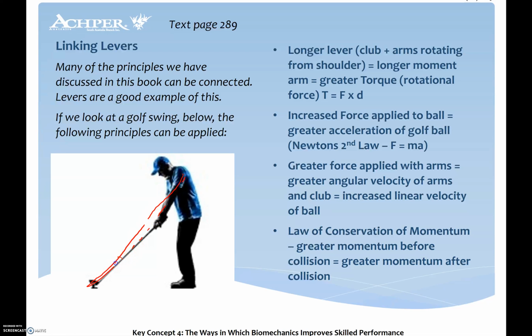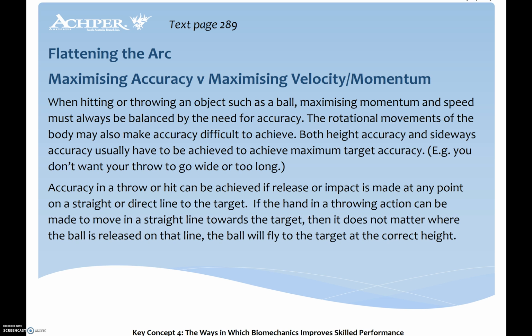If we shortened it, so the club head was here, we'd have less range of motion, wouldn't we? Therefore generating less force. So increased force applied to the ball, and we'll go through Newton's laws later. We have greater force applied with arms, greater angular velocity of arms, and we have the law of conservation of momentum. So the greater momentum before the collision equals greater momentum after the collision. So that impact will mean that we'll have that longer period where the ball's in contact with the implement.